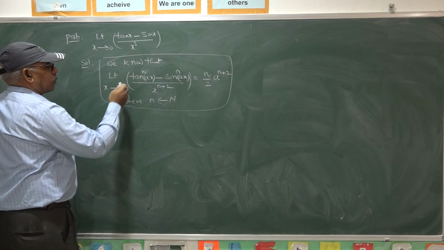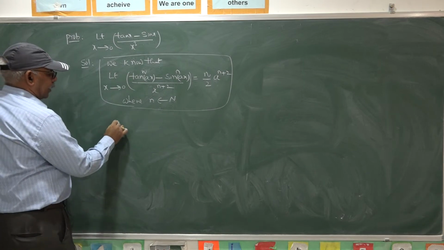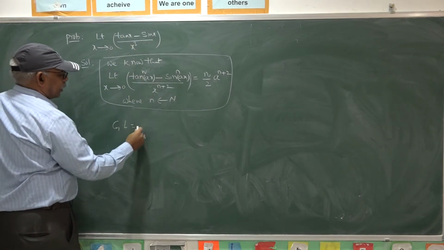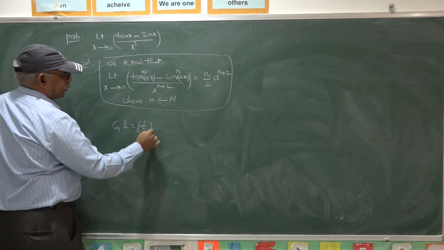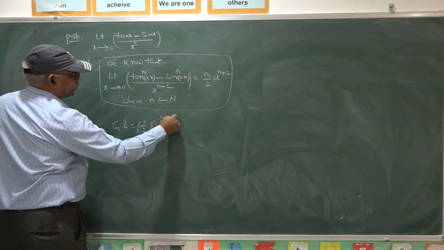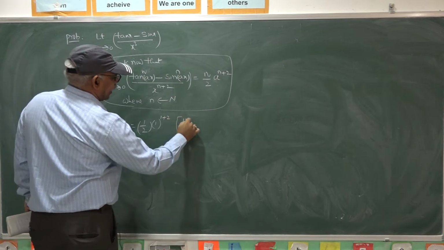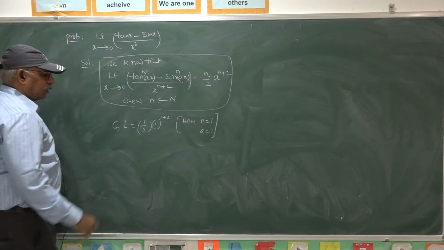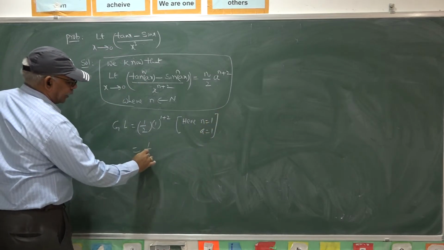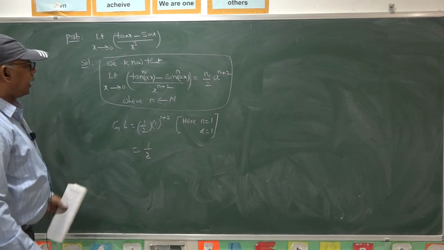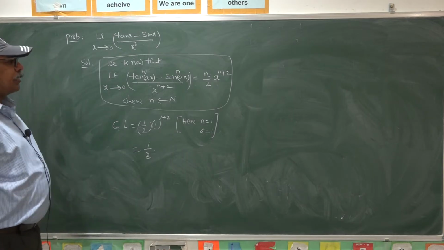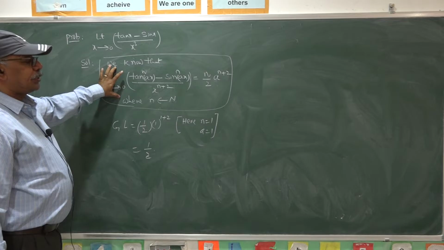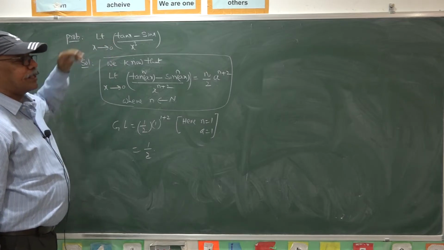So by applying this formula to this one, straight away the given limit, taking n equal to 1 and a equal to 1, we get 1 by 2, 1 power 1 plus 2. Since here n takes the value 1 and a takes the value 1. So that we get 1 by 2, the required limit. Limit as x goes to 0, tan power n of ax minus sin power n of ax by x power n plus 2. This is our formula to evaluate such limits.